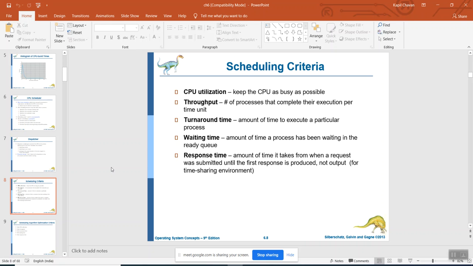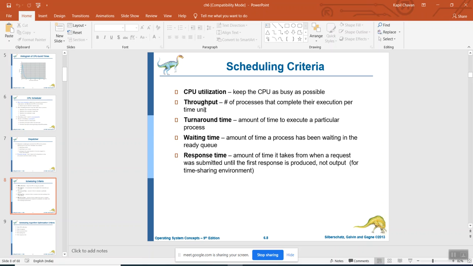40% is mainly for a lightly loaded system, and 90% is for a heavily loaded system. What percentage can we achieve for CPU utilization in a lightly loaded system? When some light processes are being executed, we can achieve 40% CPU utilization, and in a heavily loaded system we can achieve up to 90% utilization.